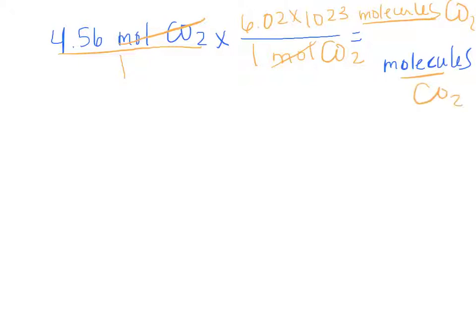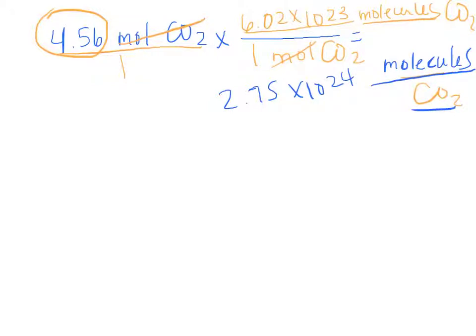So we would just go ahead and do the math for this. So take 4.56 in your calculator times 6.02 times 10 to the 23rd for your answer. And the answer is on the last slide, so if you want to backtrack on that. And for this one, it should be something like 2.75 times 10 to the 24th molecules of carbon dioxide.